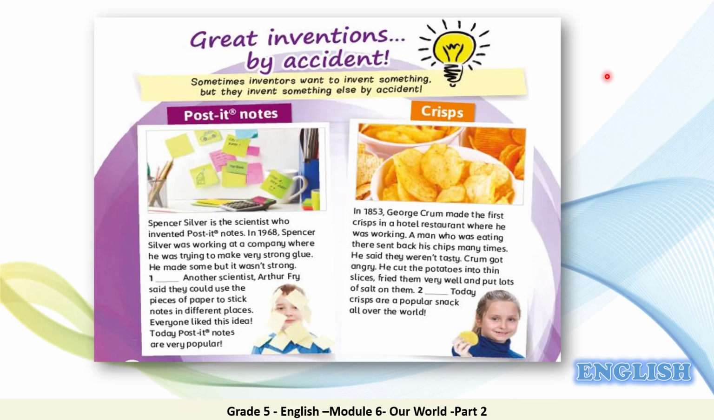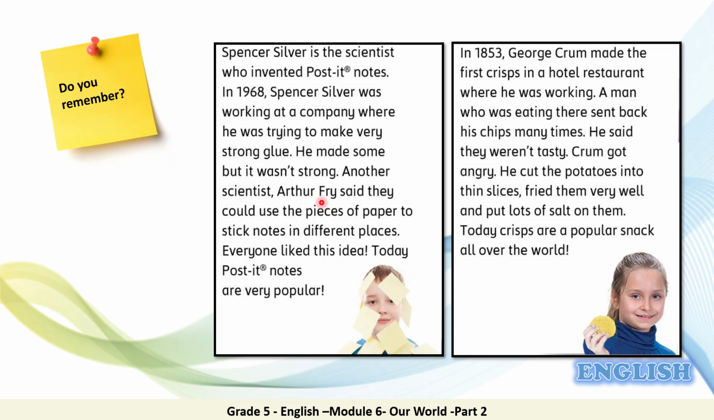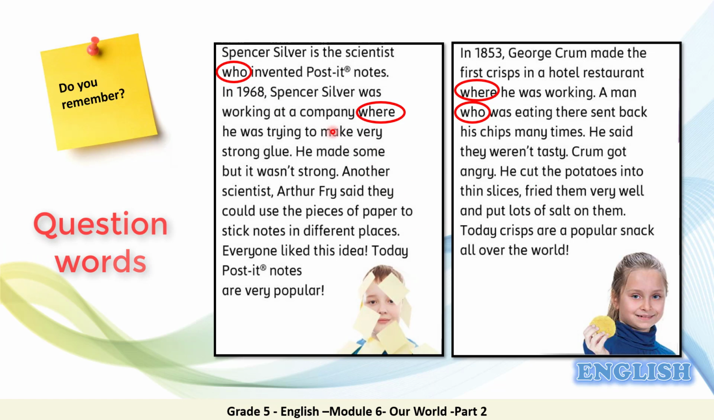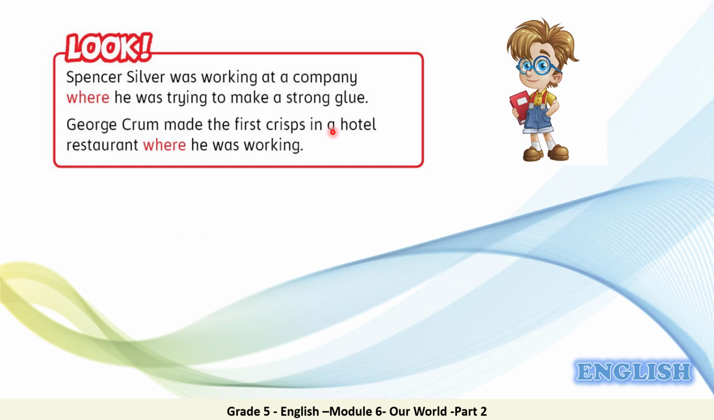You remember, my friends, that we have studied this text last lesson. It was talking about how crisps and post-it notes were invented by accident. And while reading, we have seen some words like who and where. These words were repeated more than one time in the text. You know, these are usually used as question words, but here in this text, they aren't question words.